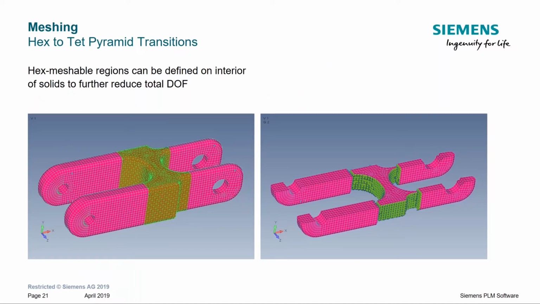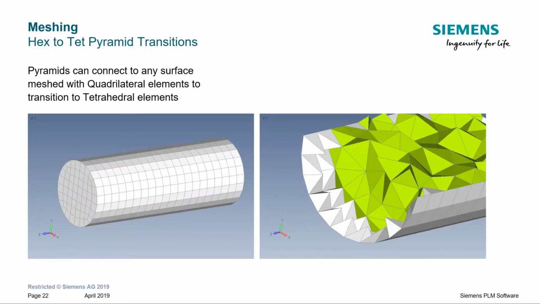And then basically, again, you can define on interior solids to further reduce the total degrees of freedom. So I could do this type of transition with a hex mesh to pyramids and then back out to a tetrahedral mesh. So you've got several options for doing this type of transition. You can also connect to any surface mesh with quad elements, and then transition into tetrahedrons. So basically go from outside in.